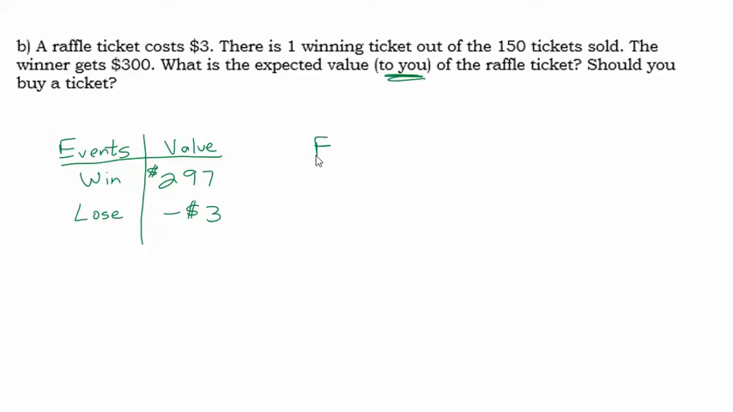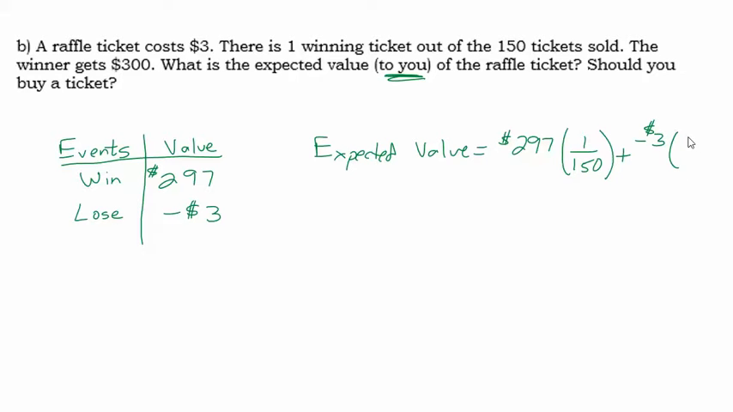So the expected value is going to be the value of winning times the probability that I win. What's the probability I win? Well, there's only one winning ticket out of 150, so the probability I win is 1 out of 150. The probability I lose is 149 out of 150.